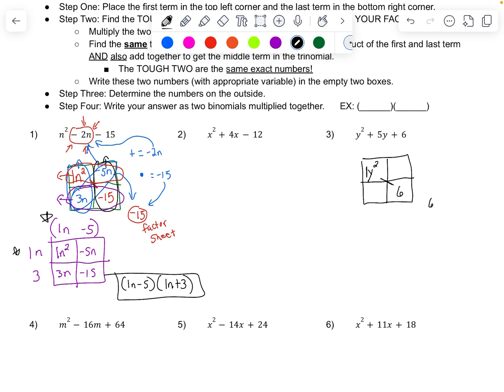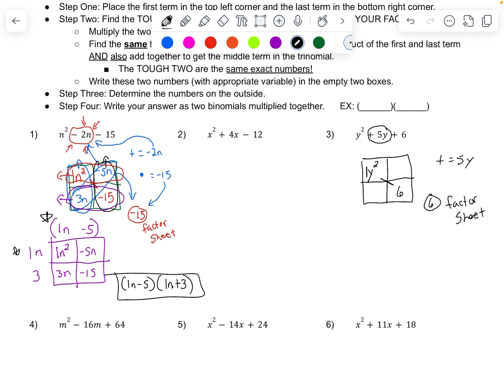Okay, so we know that's the number we're looking at on our factor sheet. So you're looking at your 6. As you do that, you should see a 1 and a 6 and a 2 and a 3. That's what will go here and here. Either 1 and 6 or 2 and 3. Maybe one of them's negative, maybe both are negative, maybe both are positive. But it'll either be 1 and 6 or 2 and 3. And remember, they have to add to make our middle term 5y.